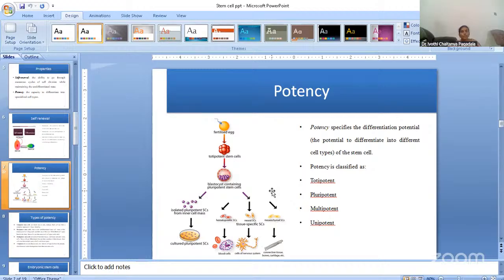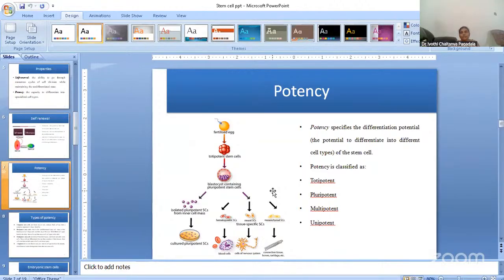When coming to the pluripotent stem cells, they are able to differentiate into the cells that arise from the three germ cell layers that we already discussed: ectoderm, endoderm, and mesoderm. Here, the pluripotent stem cells called embryonic stem cells were first derived from the inner cell mass of the blastocyst.